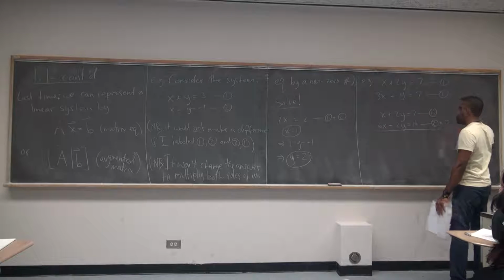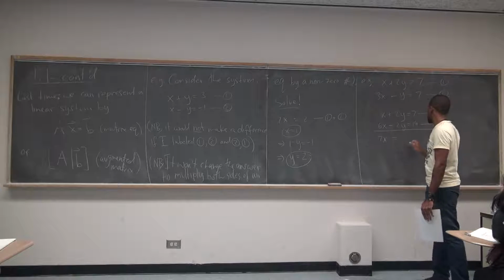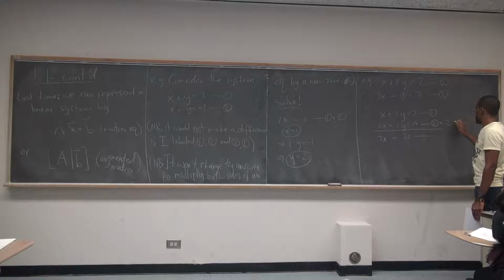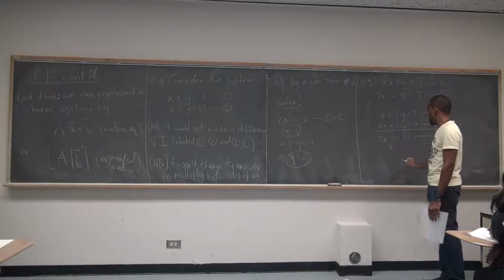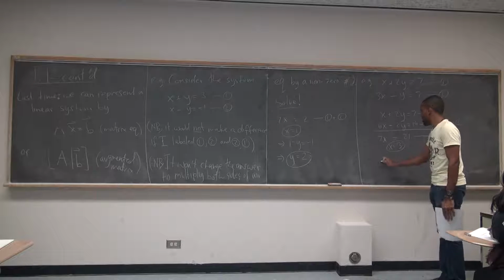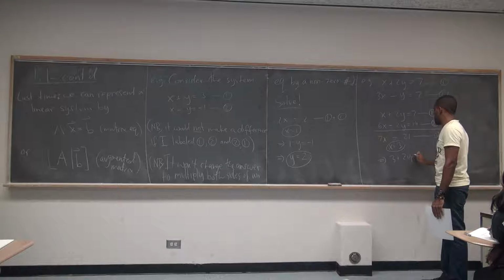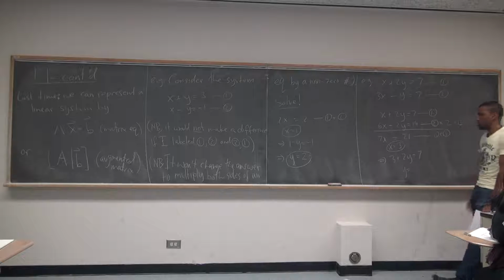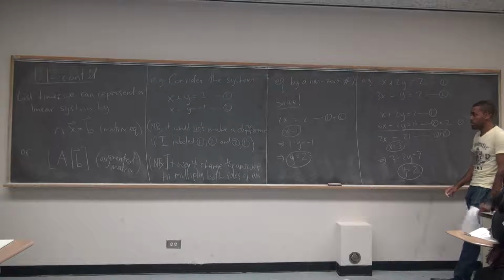At this point, what can I do? I can add them. I would get 7x equals 21, and call this row 3, by adding 1 and 3. From this I can get to my answer. x would be 3. Then I'd be able to say what y is: 3 plus 2 times y must be 7, which means that y must be 2. Right? Okay.